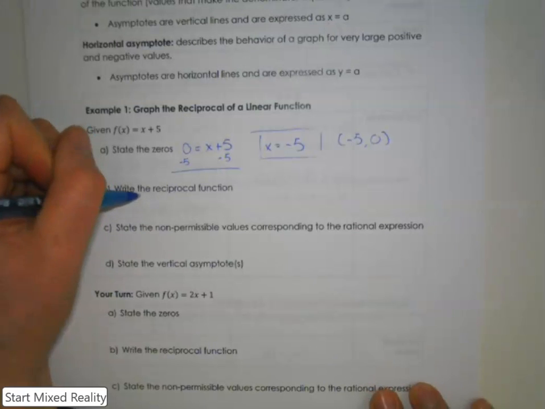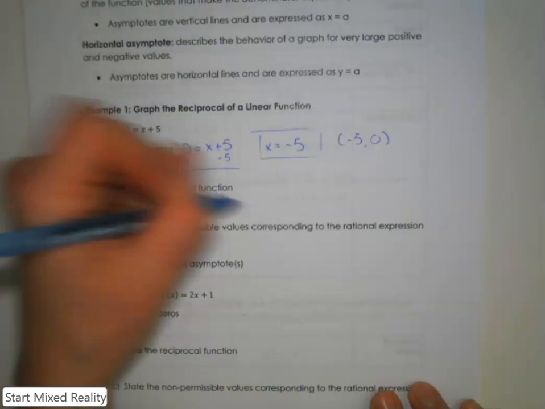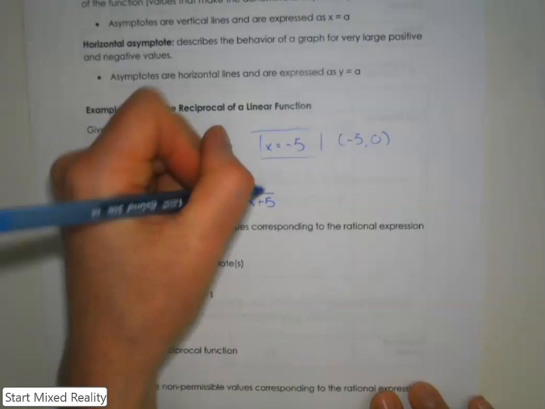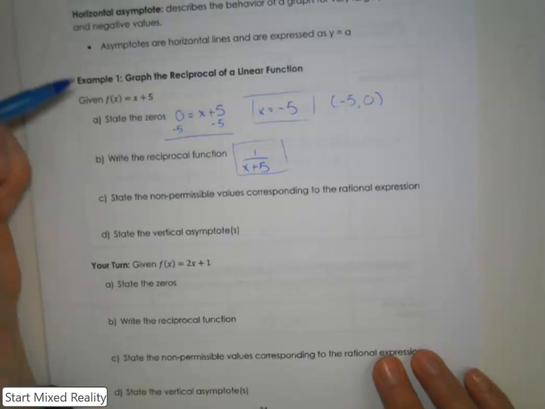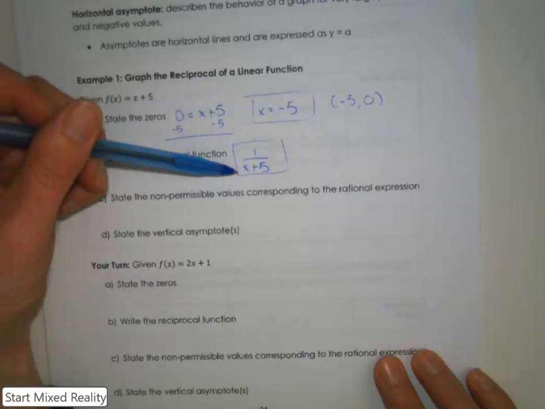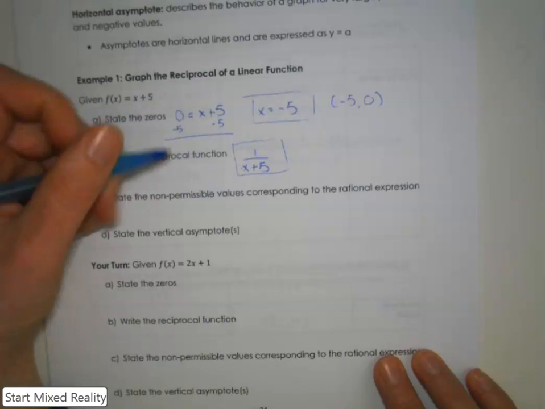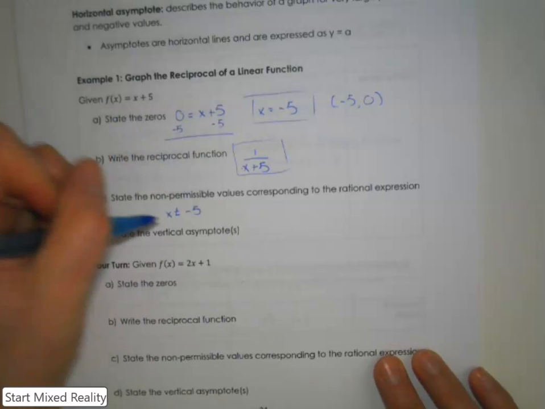Then we want to write the reciprocal function. The reciprocal function is just 1 over our original function. So we had x plus 5 as our original function, and the reciprocal is going to be 1 over that. State the non-permissible values corresponding to the rational expression. Which values would make the denominator of this 0? Well, -5 is the only possibility, right? Because -5 plus 5 would be 0. So we would say x cannot equal -5.